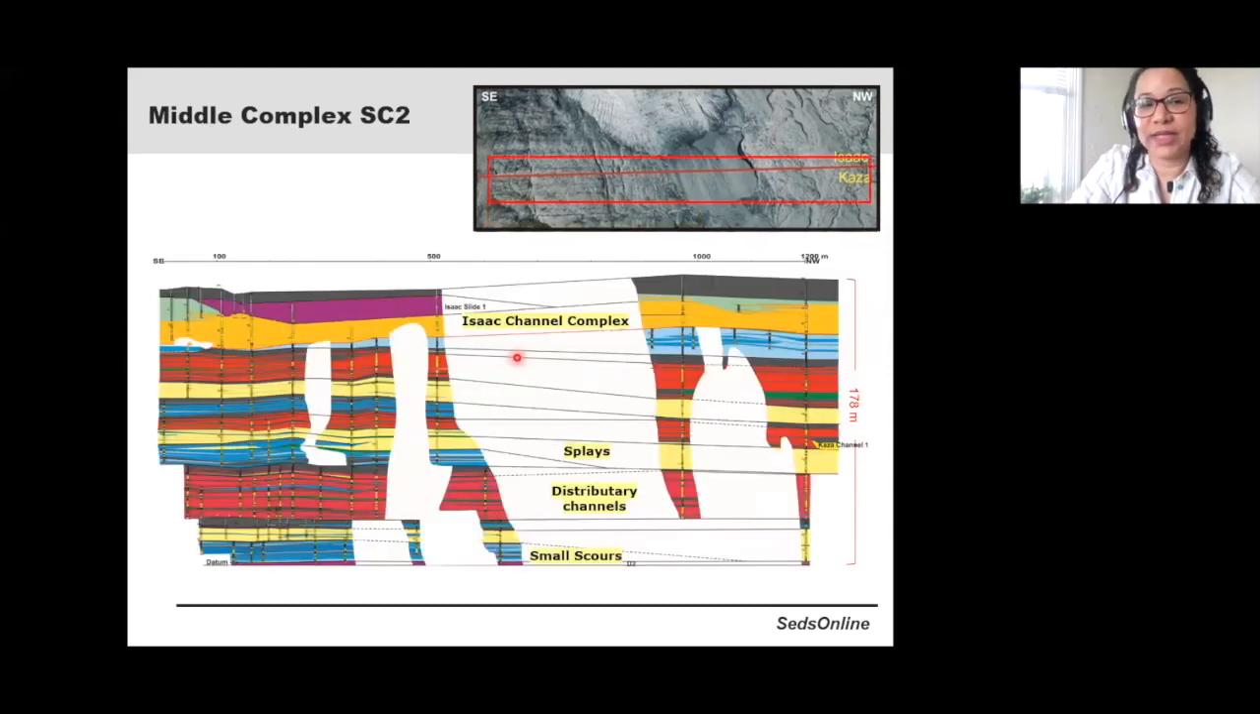The second complex, the middle complex, is considerably thick in comparison with the other two. It is more than 178 meters thick, and in Quastron it is actually thicker. And what we have here is a suite of distributary channels. In some places, they are on top of terminal splays, and the scours are everywhere. And right at the top of the complex is where we have the first levee channel of the Isa formation.